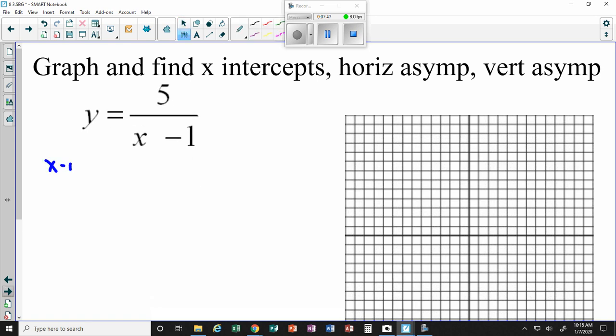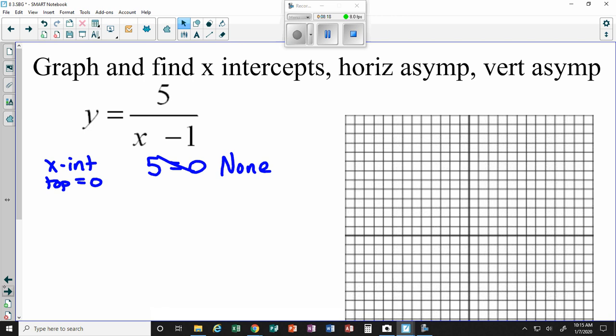When do x-intercepts occur? What do we do? To find the x-intercepts, we set it to 0. So what equals 0? Top equals 0, yeah. So the top is what? 5. So when does 5 equal 0? Never. So what does that mean? There's no x-intercept. This never touches the x-axis. Never crosses the x-axis. Okay?